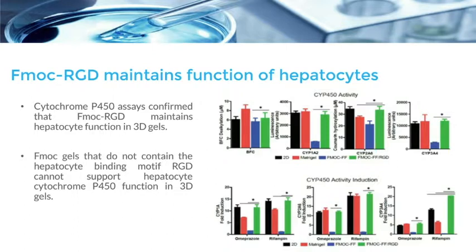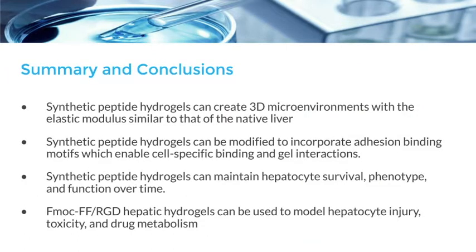So basically, if we were to summarize what we've shown here, first of all, we can generate a synthetic peptide hydrogel that can create a 3D microenvironment that has an elastic modulus similar to that of the native liver. Moreover, we can functionalize this hydrogel to incorporate binding motifs which enable cell-specific binding and cell-gel interactions, which is quite important.